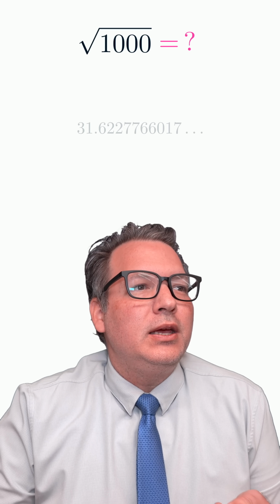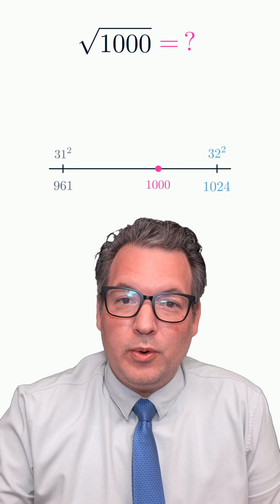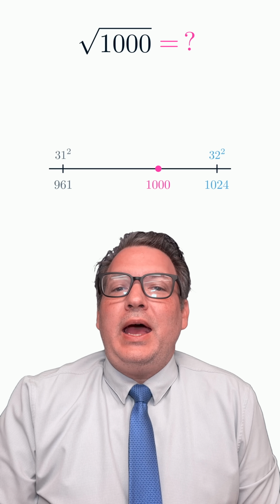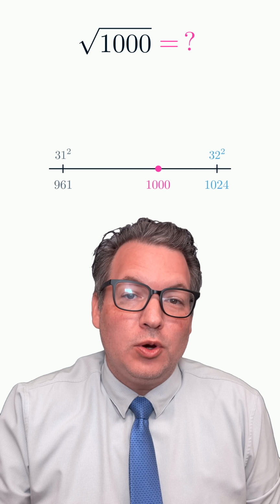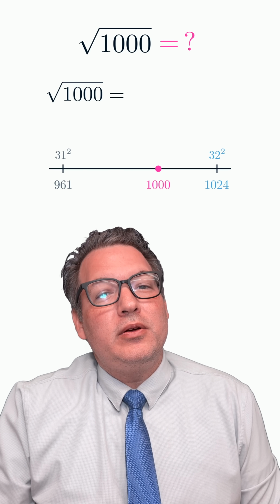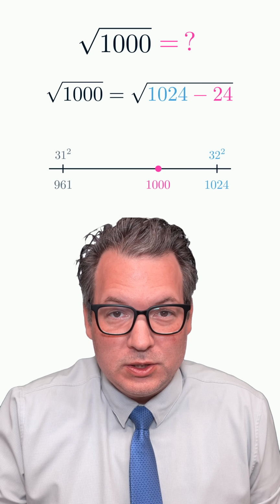Anytime the number you're taking a square root of is close to another number that you already know is a perfect square, you can use that information. The way that it works is this. For 1,000, it happens to be close to 1,024, which is 32 squared. So let's actually rewrite the square root of 1,000 as the square root of 1,024, our perfect square, minus 24, because 1,024 minus 24 is 1,000, right?